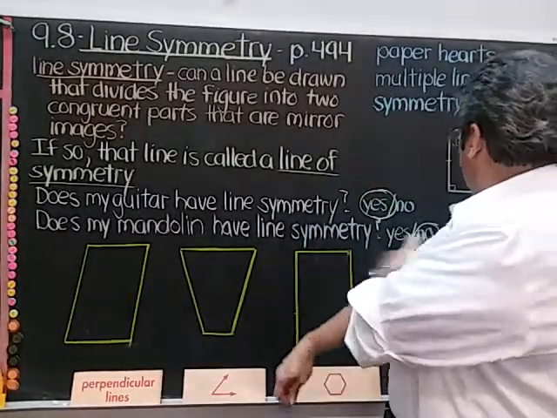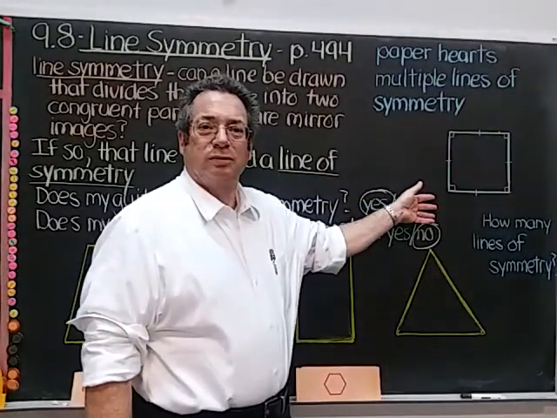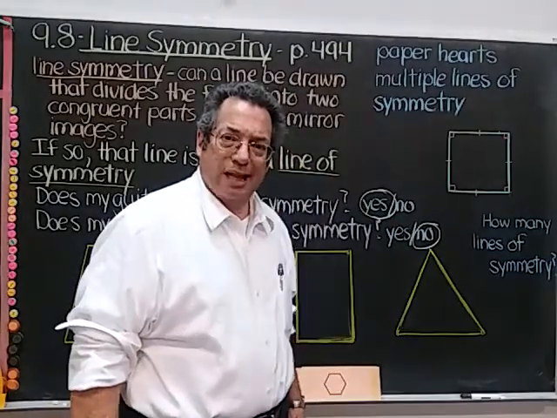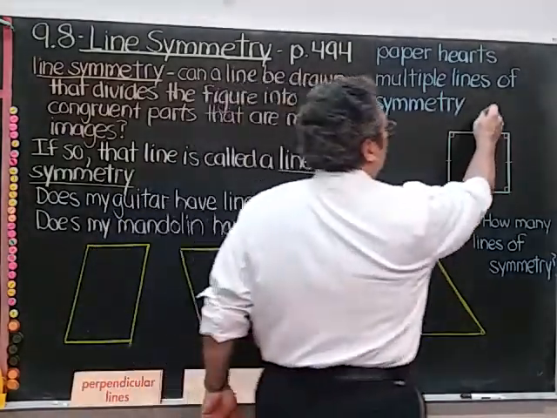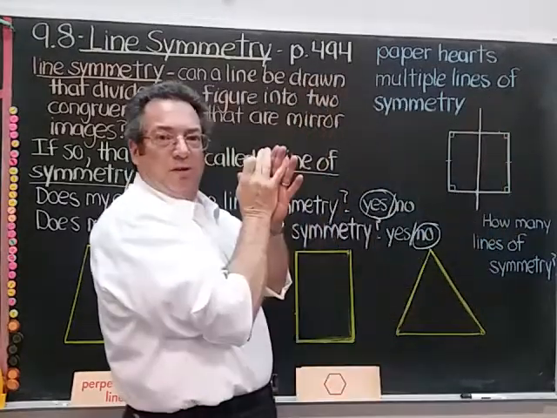All right, so how many lines of symmetry are in this square? Because I need to know how many total ones there are. Okay, well, I can see one here. I can draw a line like this, and both sides would fold over each other.